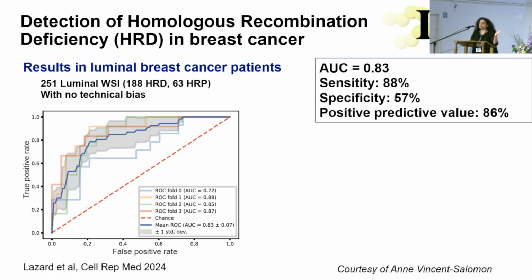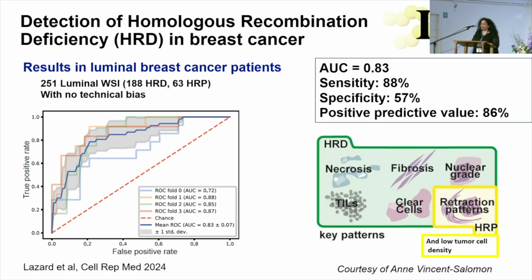One of these efforts, led by Anne Salomon and her team, robustly predicted HRD in luminal breast cancers, and this cohort included a couple of lobular carcinomas. Not only was this tool able to predict HRD, they also looked into which features were predicted by the model and could identify some histologic features associated with HRD and with homologous recombination proficiency that can inform pathology.